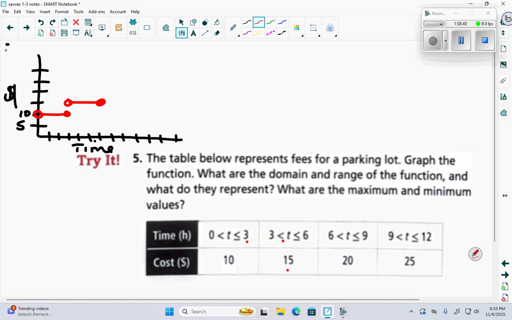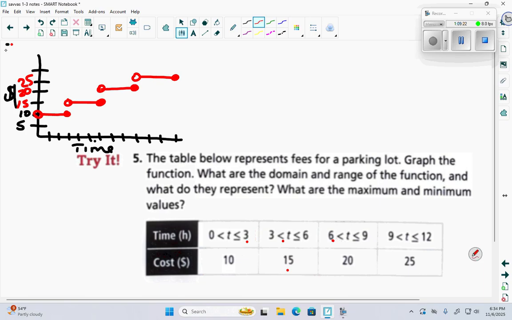So now I'm at 20. So 15, 20. At 20, it starts at 6, but it's an open circle. So I'm going to have an open circle, and I'm going to go over to 9. So 6, 7, 8, 9. I'm going to have a closed circle, and then you connect. Then I'm on my last one, which was 25, and it's at 9. So I have an open circle at 9, and then it goes over to 12 with a closed circle. So that's what the graph looks like.